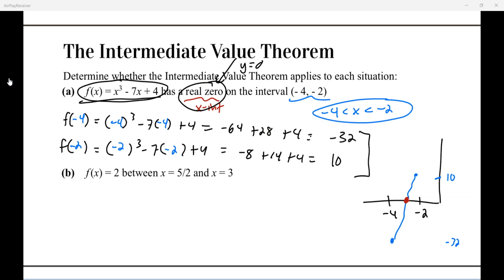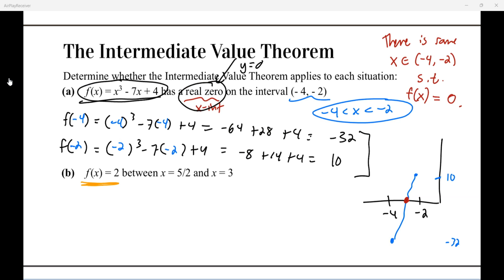And so we will be able to say that, yes, there is some x number between -4 and -2, and I'll abbreviate, ST just abbreviates such that, f of that particular x number is going to equal 0 and thus have a real zero of that function. And then for part B of this, we want to determine if f of x is going to be equal to 2 between x equals 5/2 and x equals 3.